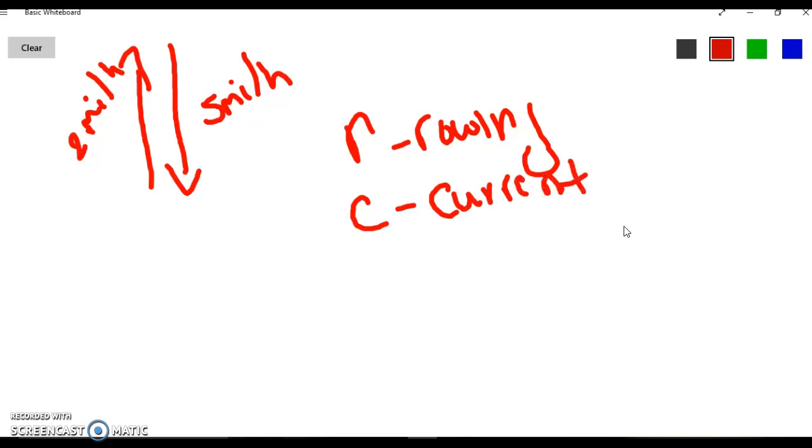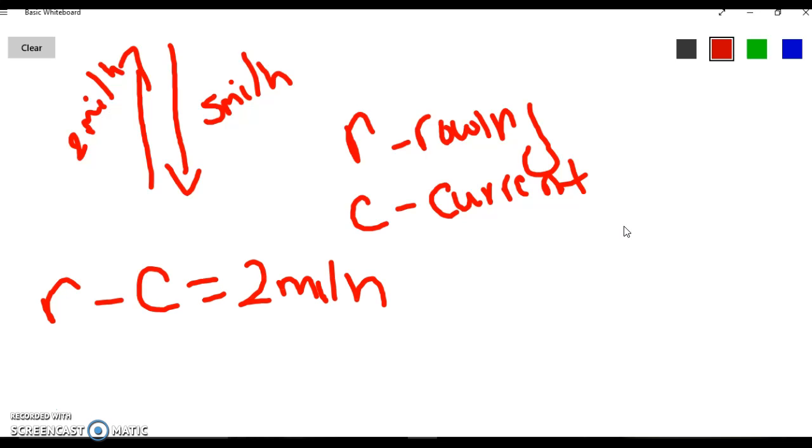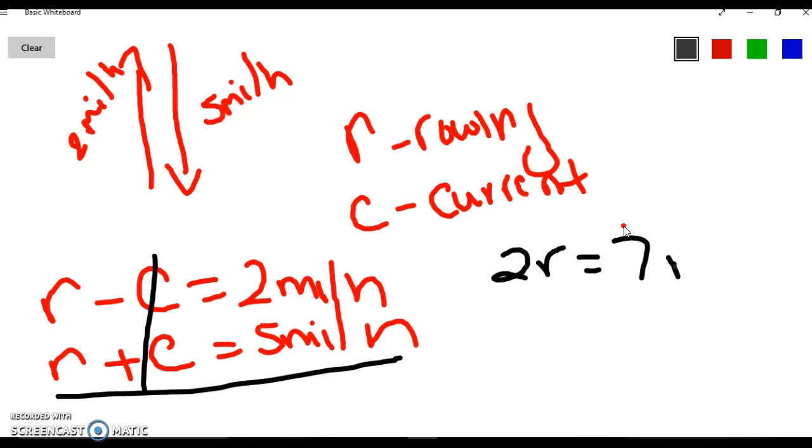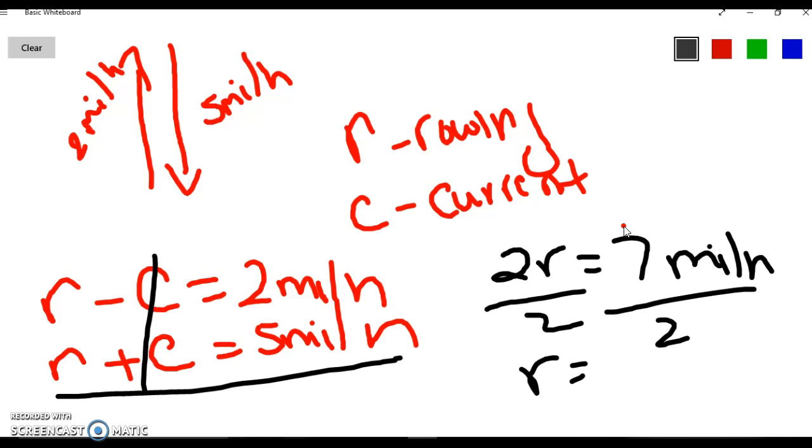Okay, so the first one, we say R, and since we're going slower, I'm going to say we're going away from the current, and that's at 2 miles per hour. And the next one, our rowing speed plus the current is helping us out. We're going 5 miles per hour. So again, we can use elimination. And cross this out. We're left with 2R equals 7 miles per hour. Divide both sides by 2. And R equals 3.5. Our rowing speed is 3.5 miles per hour.